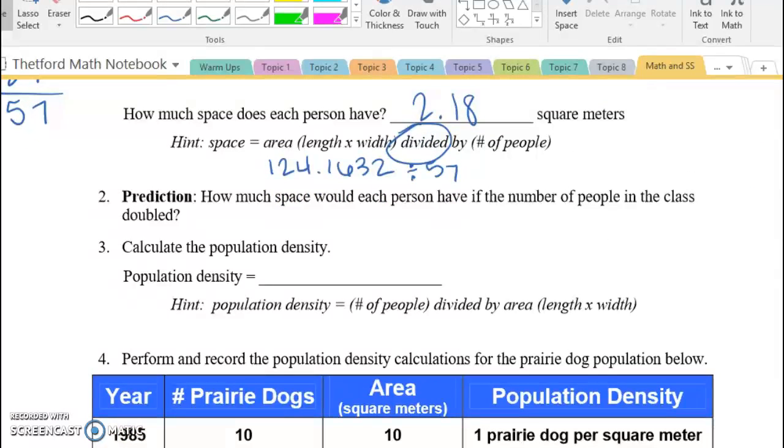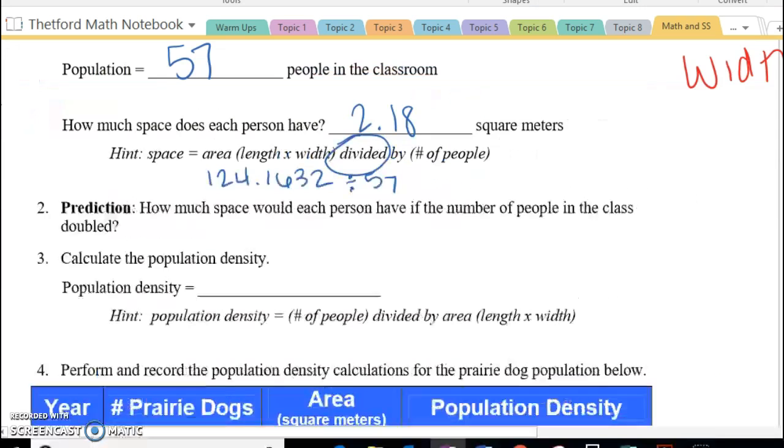So I want you to take a minute. I want you to predict how much space would each person have if the number of people in the room doubled. Go ahead and hit pause and write down your answer, and then when you're done, go ahead and hit play so that way we can go on with our video.